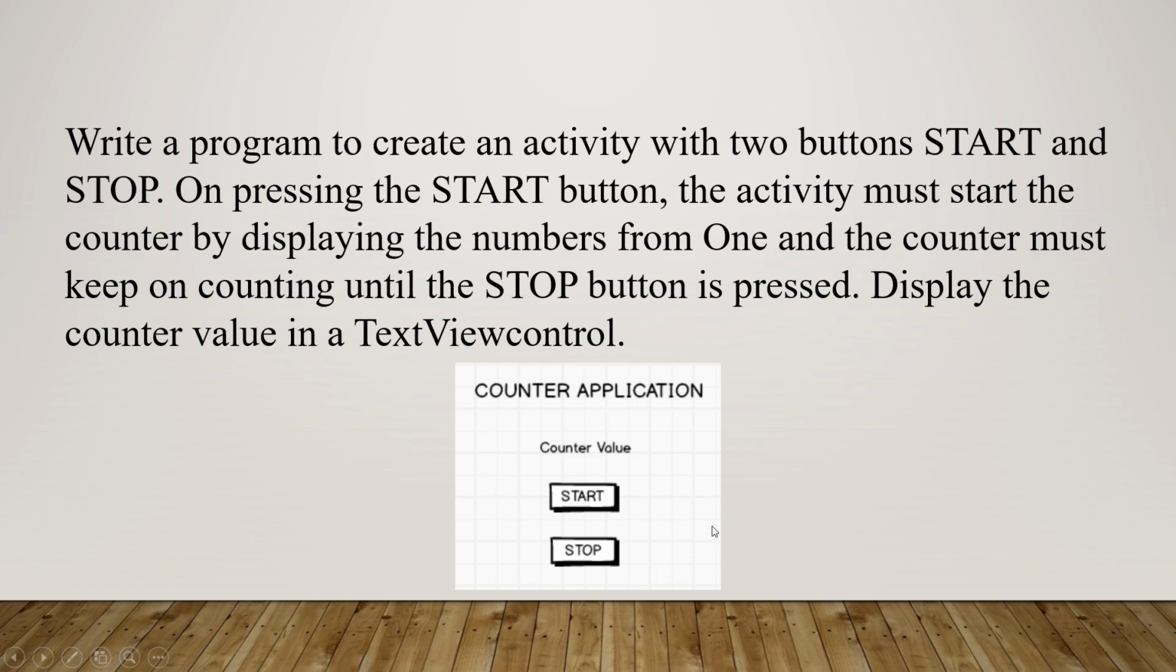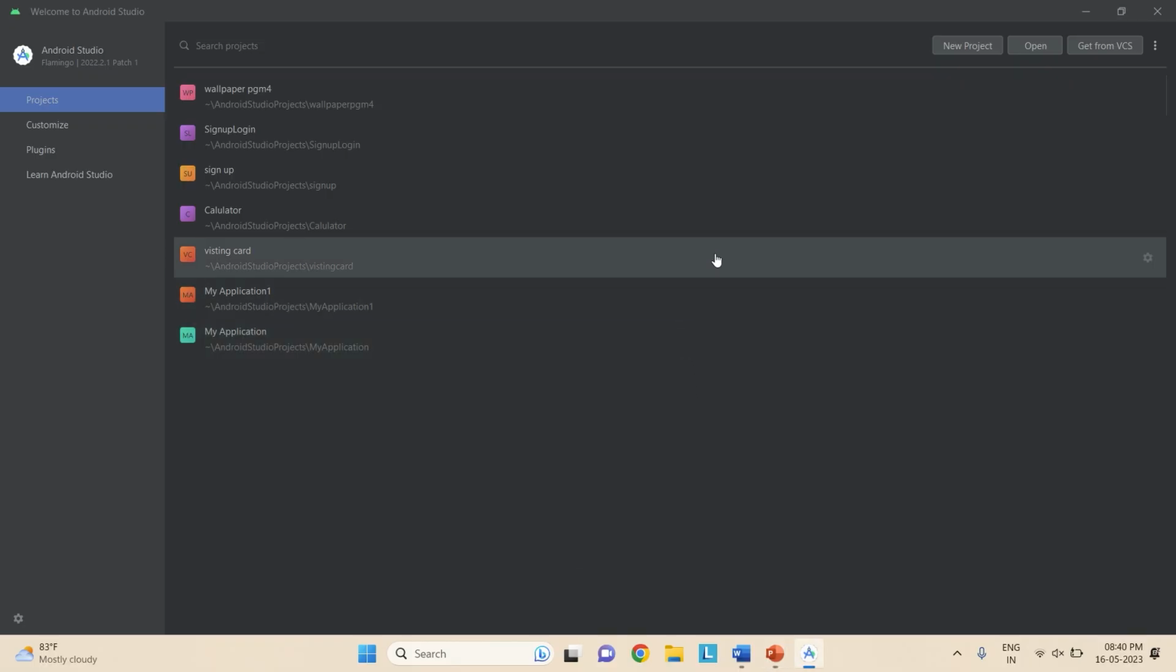The UI is very simple. You have two text views, one for the counter application display, and the other text view to display the value in your counter. Then two buttons called Start and Stop. Let us start designing the UI and coding the program.